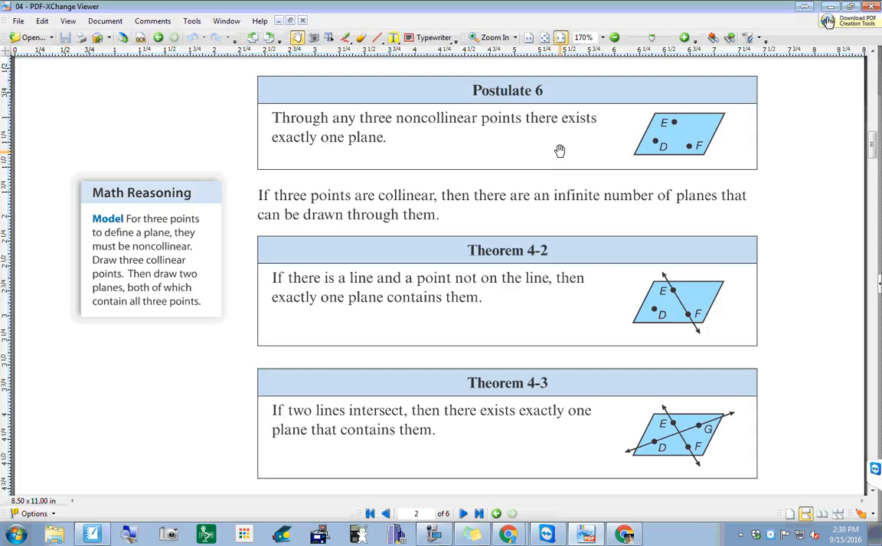And any 3 points represent a plane, correct?